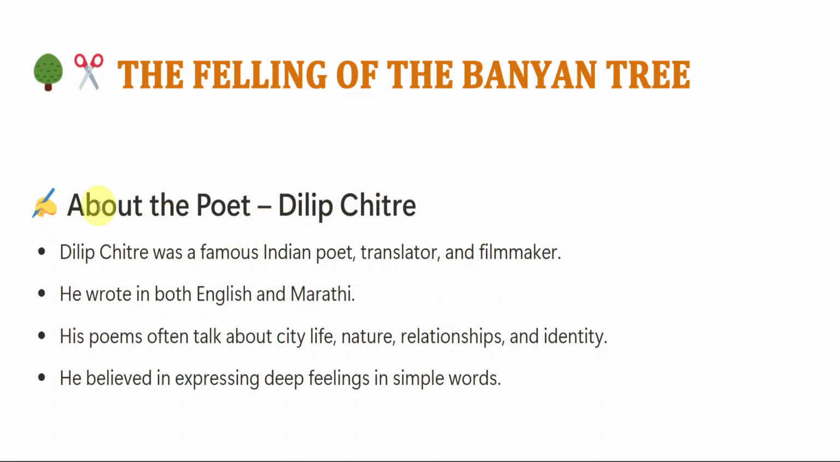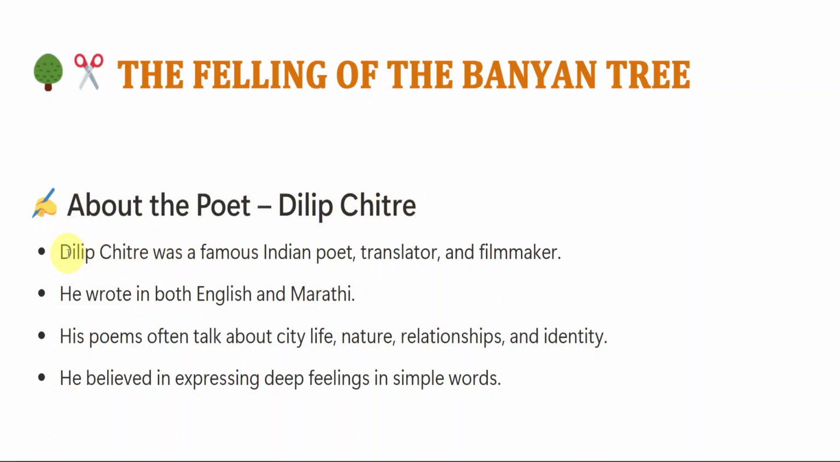First thing we will be mentioning is about the poet. In brief, in bold letters you have to write, if possible in capital letters. Who is the poet of this poem? He is Dilip Chitre. He is the person who has written this poem. Keep this in your mind: if you are writing a poem summary, you have to mention the poet. If you are writing a short story or prose summary, you have to write about the author or the writer. Here we are writing the summary of the poem The Felling of the Banyan Tree, so we will be mentioning the poet Dilip Chitre.